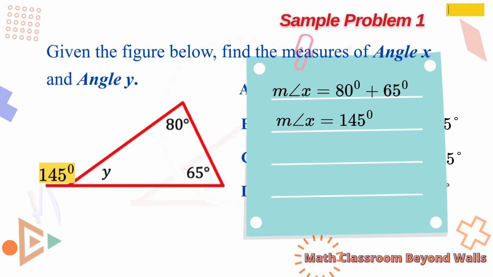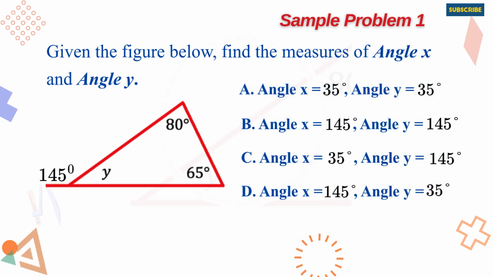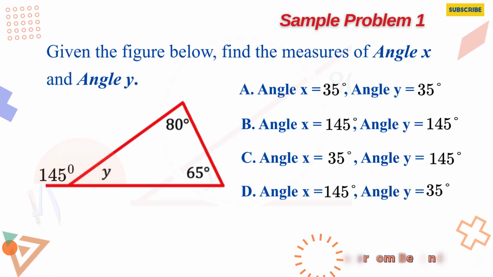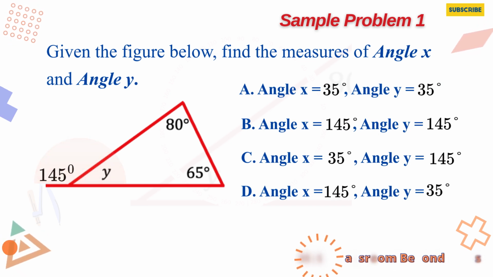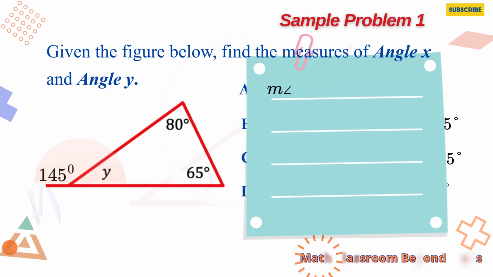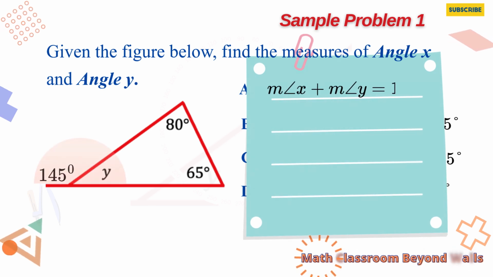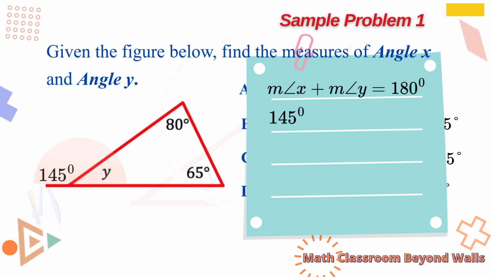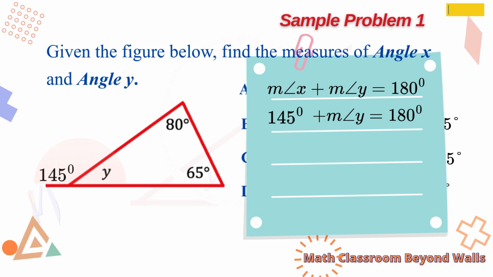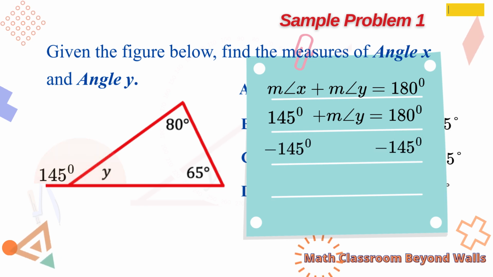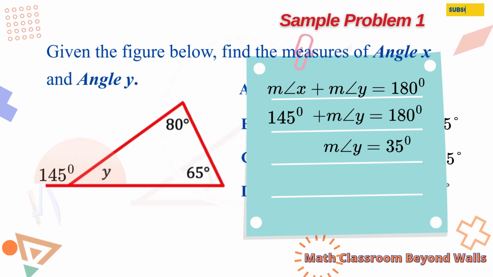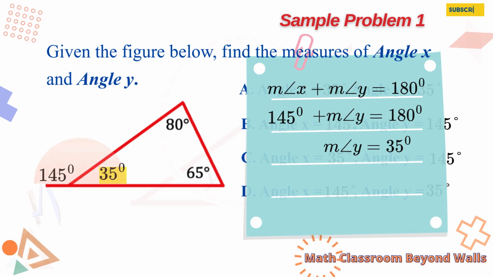Now, on to the measure of angle Y. Look at the figure again, learners. Angle X and angle Y are supplementary angles. So, the measure of angle X plus the measure of angle Y is 180 degrees. Plugging in the values for the measure of angle X and subtracting 145 degrees from both sides of the equation gives us 35 degrees. So the measure of angle Y is 35 degrees.